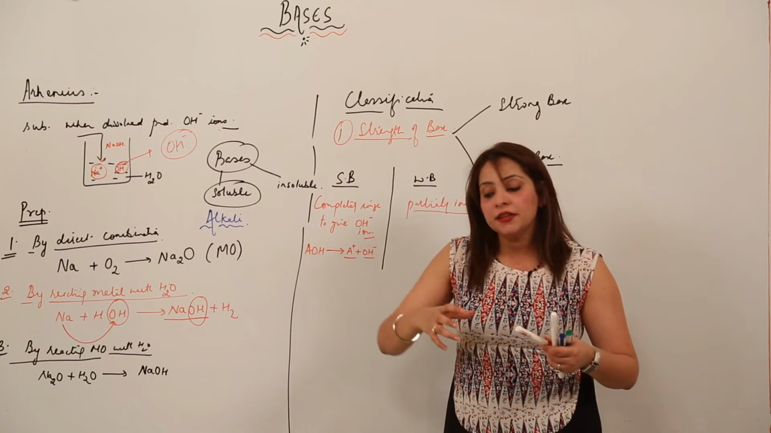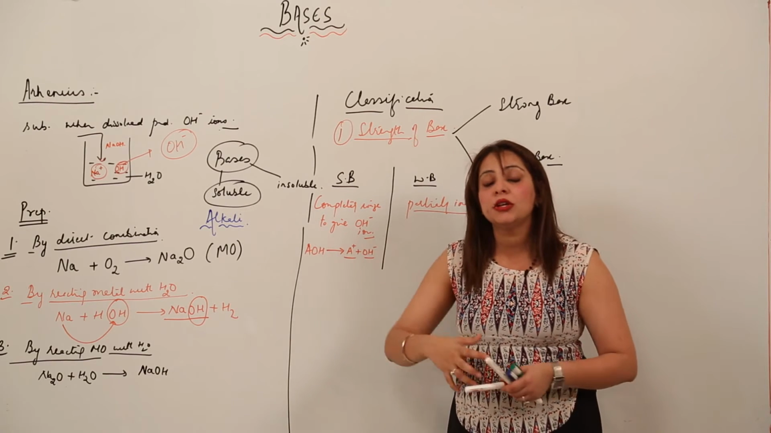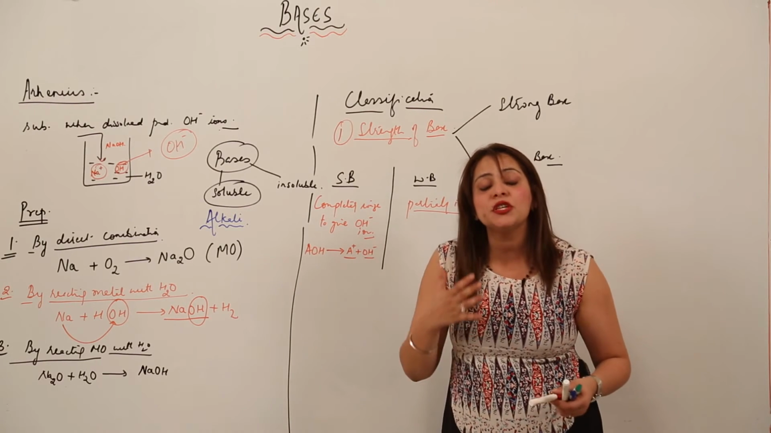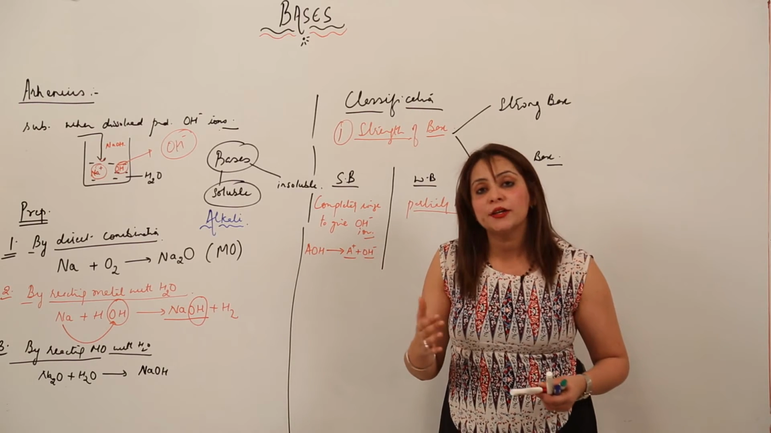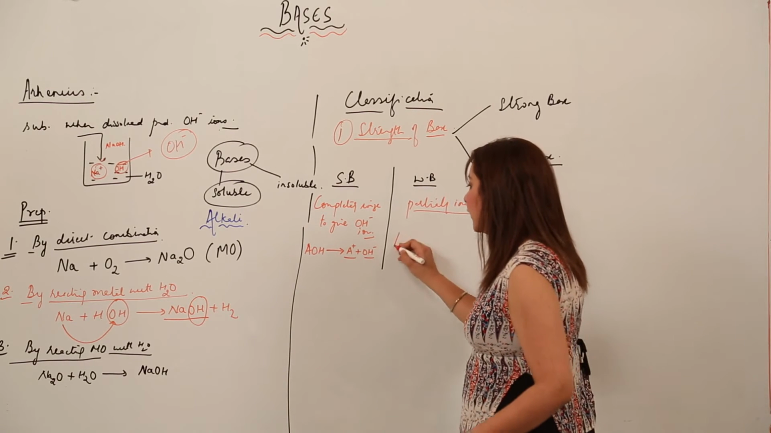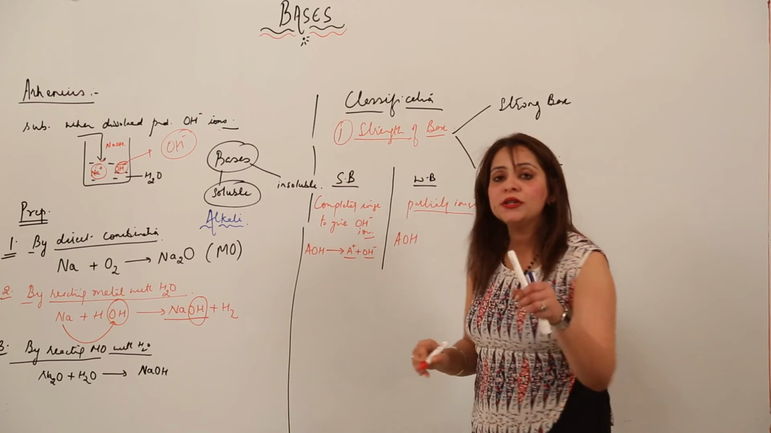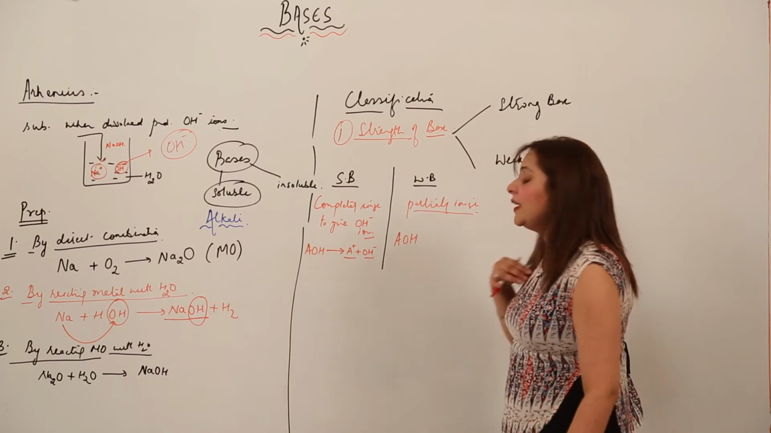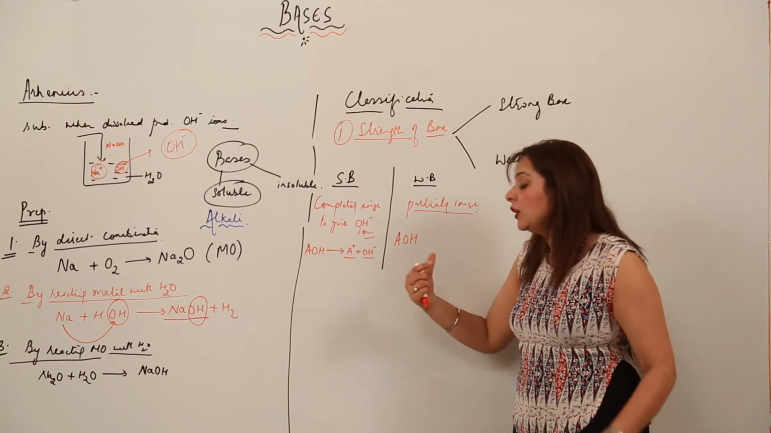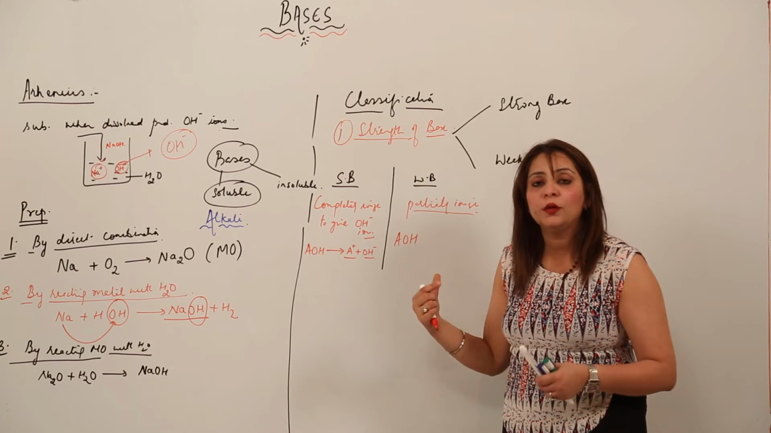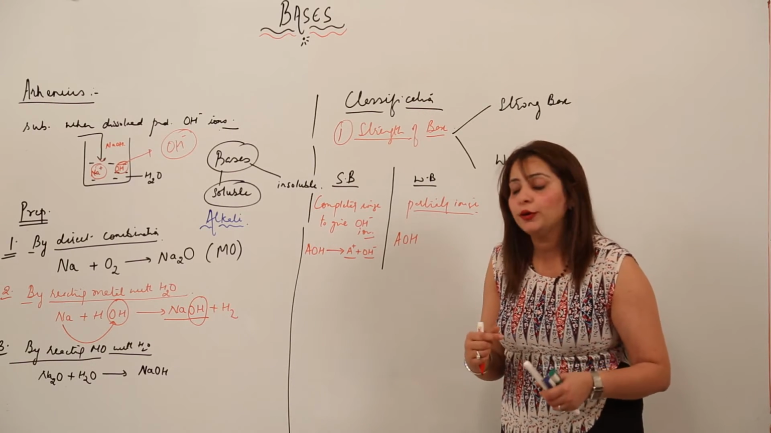That means it does break, but it doesn't completely break. It just partially dissociates to produce hydroxide ions. Suppose again, I'm taking a general example. Suppose I have a base that is AOH. If I say that it acts as a weak base, then what is happening to it, or what kind of ions is it forming when it is dissolved in water?